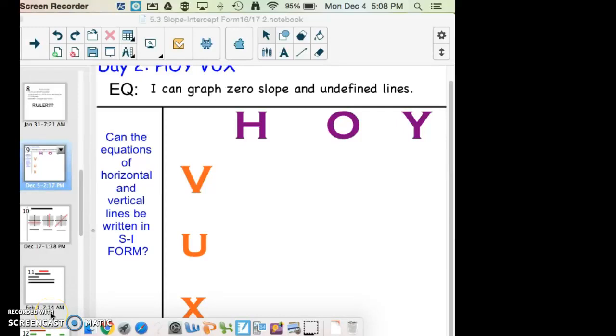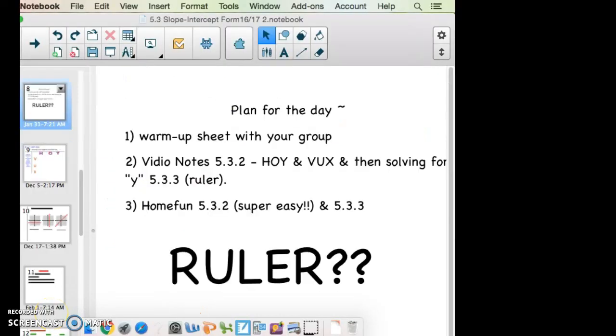Okay, today I'm going to start off, and first of all, I want you to make sure you've done your warm-up with your group. After you've done your warm-up, and that's a warm-up on just slope intercept form, then I want you to look at my typo.